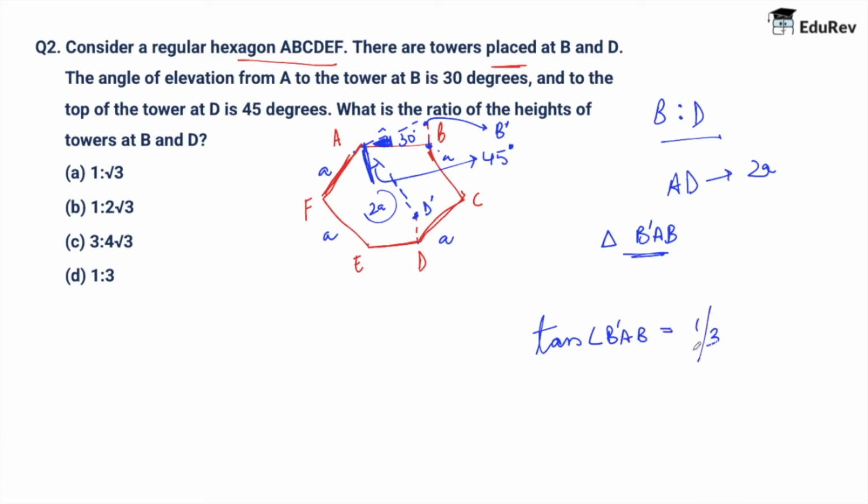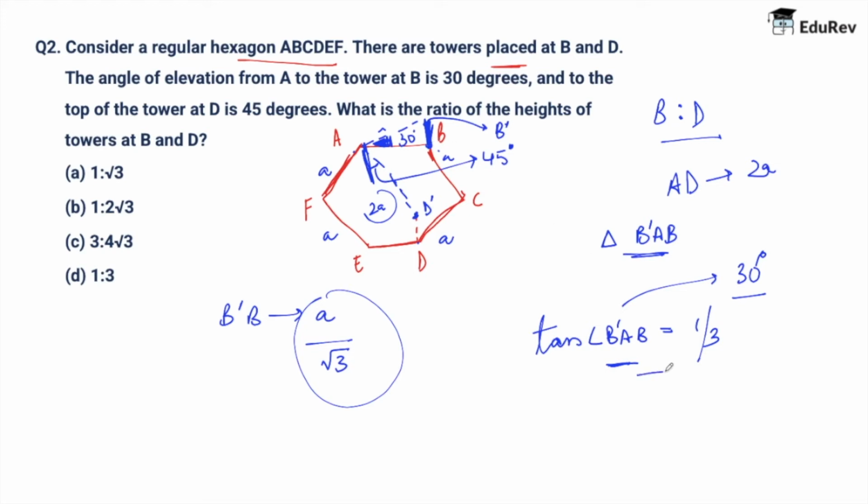So tangent of this angle, angle B dash AB, should be equal to 1 by root 3. Why? Because angle B dash AB is 30 degrees, and tan of 30 is 1 by root 3. Now B dash B will be A by root 3, correct? Applying the trigonometric principles, I could find out the height of B dash, which is A by root 3.